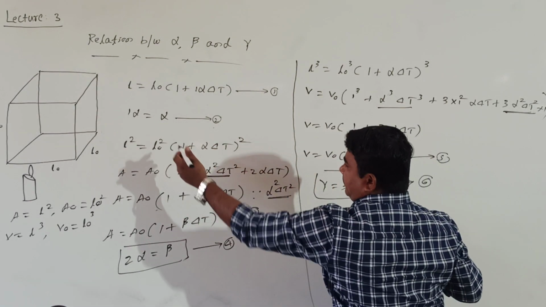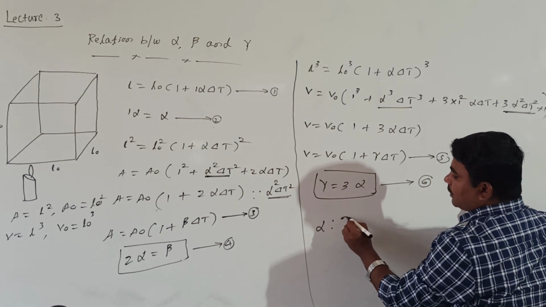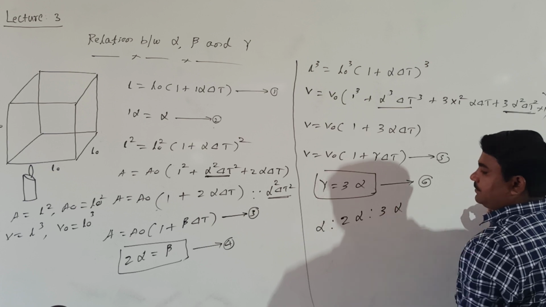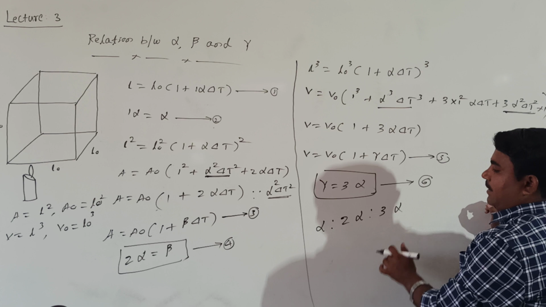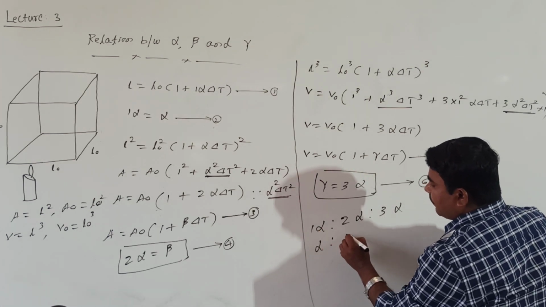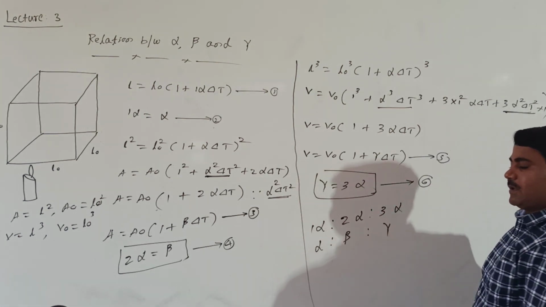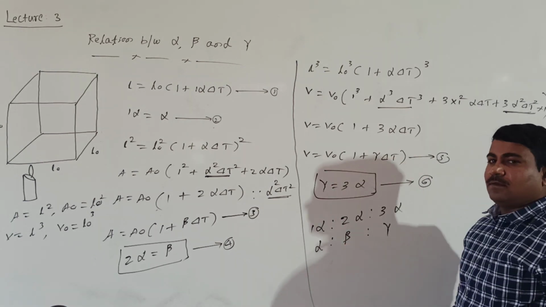Here what happens is that alpha is there in equation 1. Then what about equation 4? 2 alpha is there. What about equation 3? 3 alpha is there. Right. Then alpha, beta and gamma. This we are calling 1 alpha. This is alpha. This is beta. This is gamma. Right.